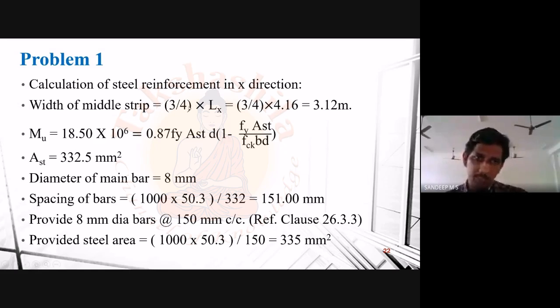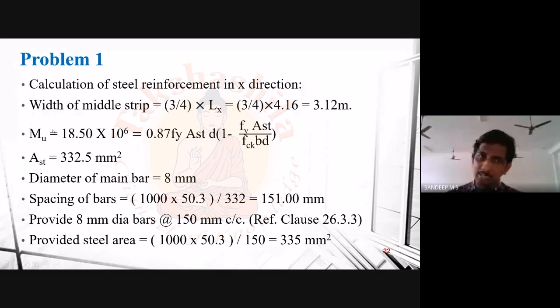So based on this, we have calculated the width of the middle strip, and in this case, when we consider the direction of Lx, it is coming around 3.12 meters. So in the next stage, what we have done is we have just found out the Ast requirement based on the equation corresponding to the under-reinforced section.